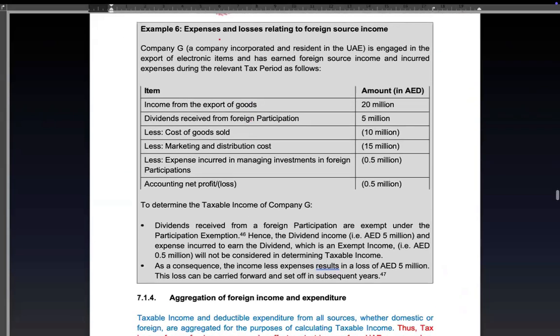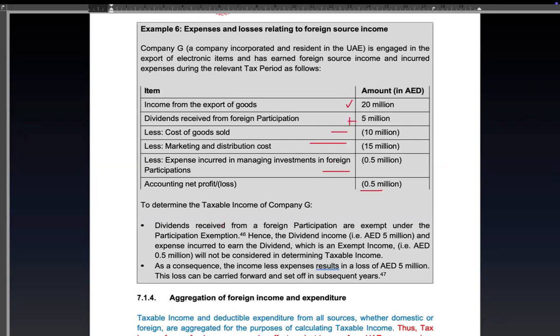Okay, let's go through this. Company G Incorporated, engaged in the export of electronic items, has foreign source income and incurred expenses during the relevant tax period as follows. Export of goods; dividend received from participation. It will not be subject to tax. It will be subject to tax because this is the foreign source income. This is the cost of goods sold, marketing and distribution expense, investment in a foreign participation expense, accounting net profit. Now determine taxable income of Company G.